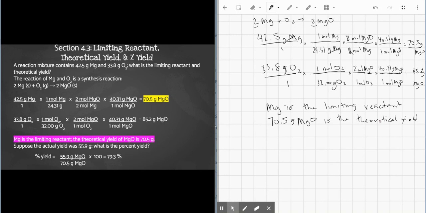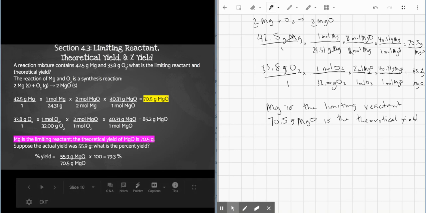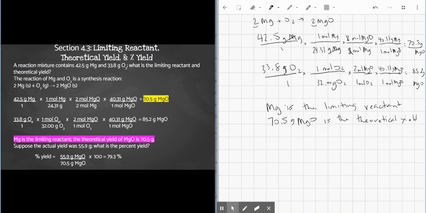Okay, last part of this question says, suppose that the actual yield, so when you measured how much you got in the lab, was 55.9, what is the percent yield? So to find percent yield, you put the actual over the theoretical. I'm just going to abbreviate, and then multiply by 100. So that's going to give us the actual, what we actually found in real life was 55.9 grams. The theoretical was 70.5 grams times 100, and that is going to give us 79.3%. So we lost about 20%.